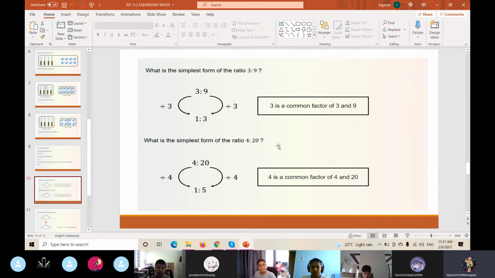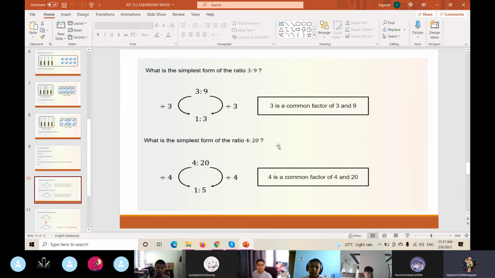So 3 you can divide with 3, 9 also you can divide with 3, so you should get 1 to 3. And then same goes to 4 to 20. What is the simplest form of the ratio 4 to 20? 4 is a common factor of 4 and 20, correct?